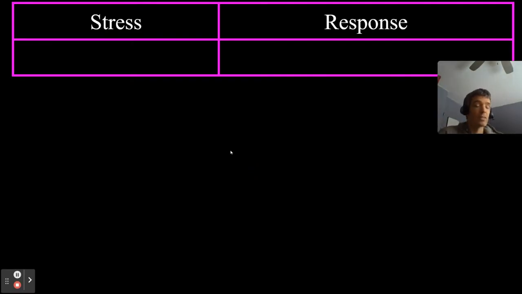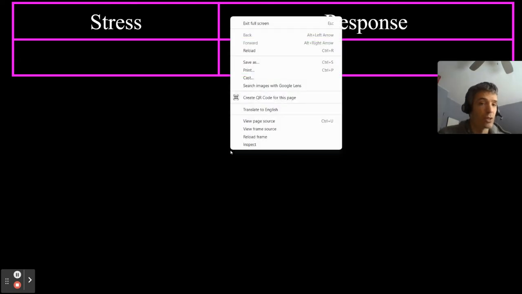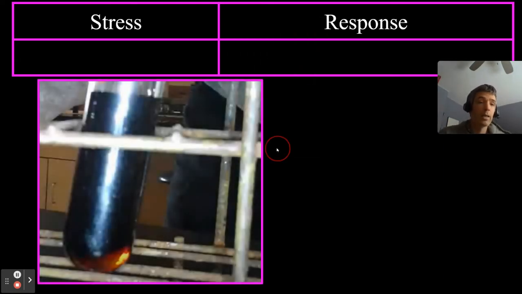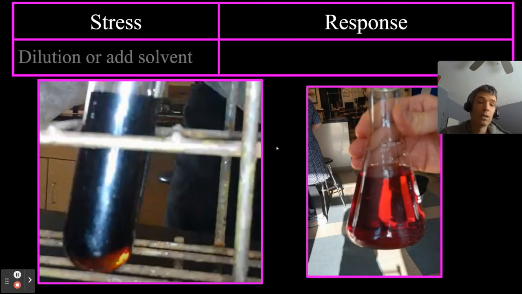Now the next type of stress, and these are all stresses of concentration, is when I dilute or add a solvent. Here's what it looked like before, and here's what it looked like when I added a lot of water. What did the system do if I dilute it? It's kind of interesting.